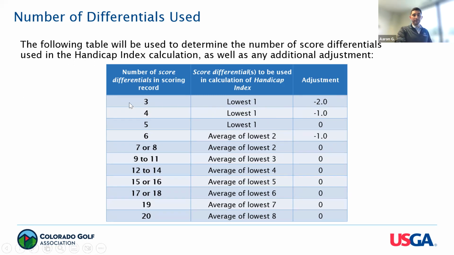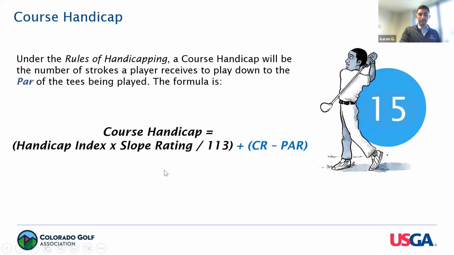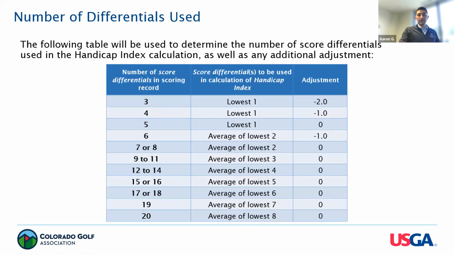With more information comes a better picture of the potential as a golfer, so less of an adjustment needs to be made to their handicap index. So the more scores they post, the more averages the system will take, and the less adjusting the system will need to do.